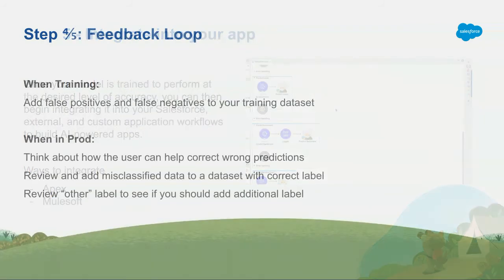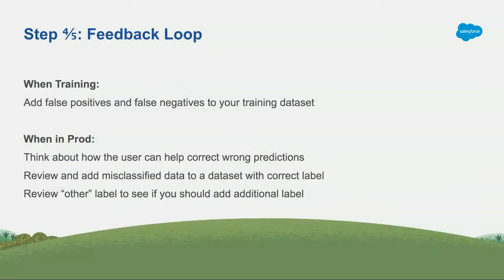The important step here to remember is the feedback loop. How do you make sure that your model is improving over time? When you're training, you make sure to add the false positives and false negatives to your training data sets. When you're in production, think about how the user can help correct the wrong predictions, as we were talking about before, as well as reviewing and adding any misclassified data to your data sets, and also making sure to review the other category to see if you can add new categories to your model.